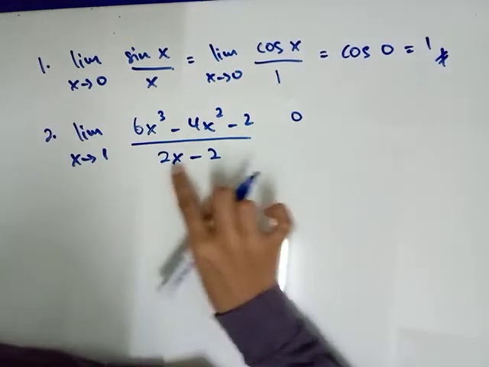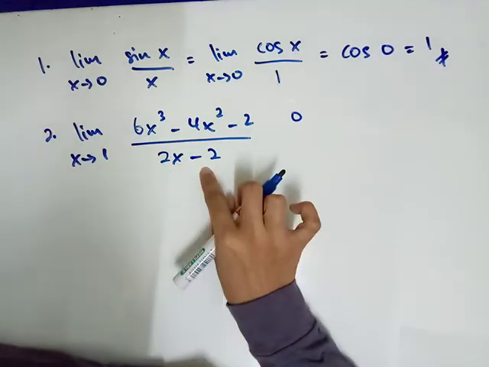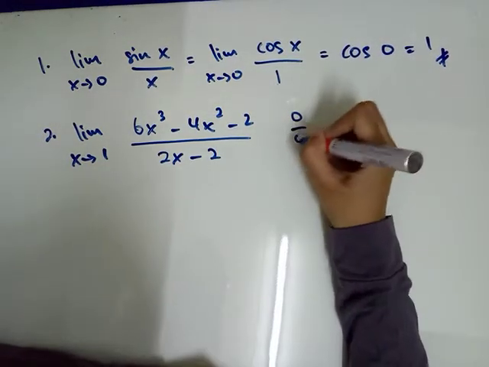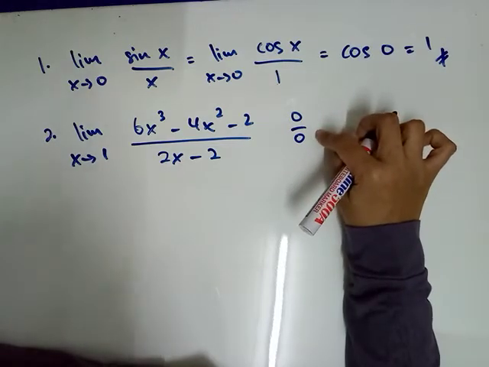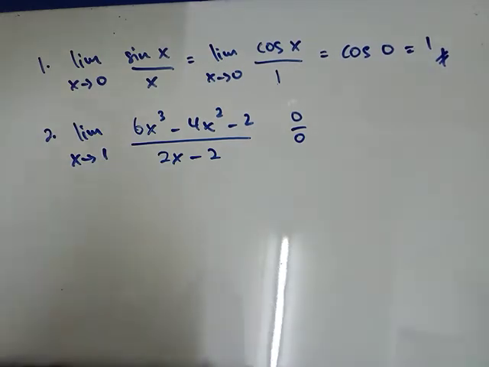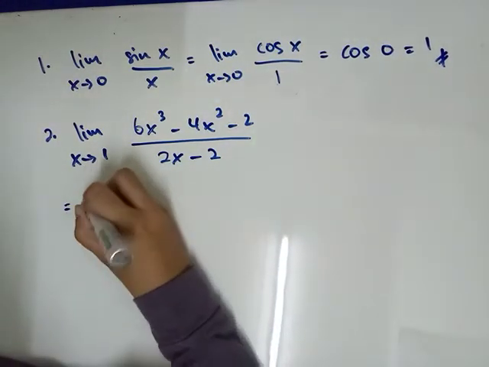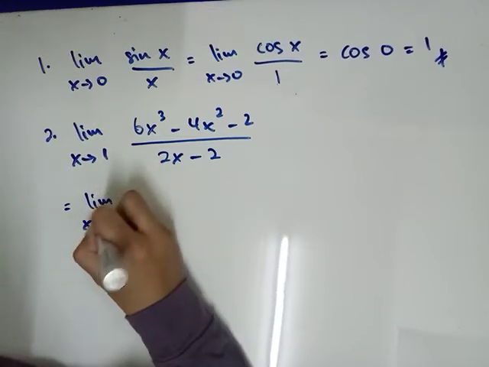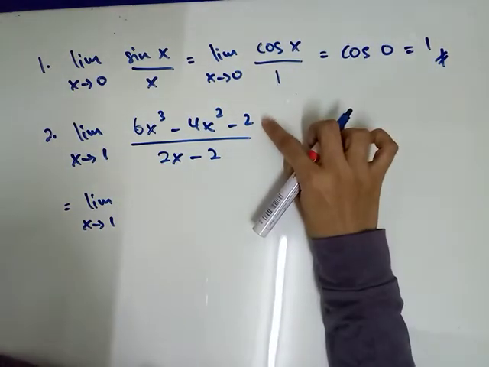And then substitute 1 into this x. So 2 minus 2, we get 0 also. So 0 over 0 is a type of indeterminate form. Then we can apply L'Hopital's rule. Okay, we need to differentiate. So limit x approaching 1. So differentiate this one first.